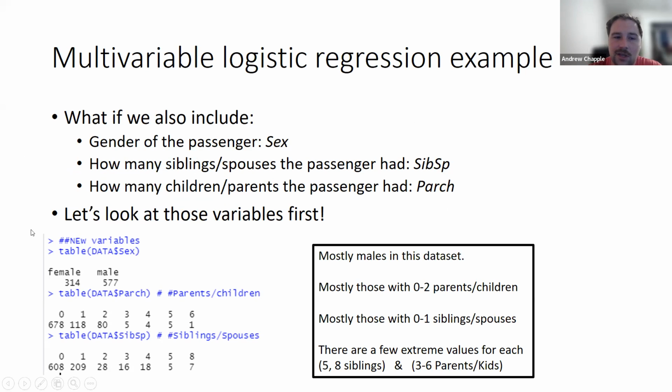Before we do anything, let's look at the variables. If I look at sex, most of the people are male, about 314 females. If I look at Parch, that's looking at parents and children. Most people have 0 parents or kids, or they have 1 or more. And as far as siblings or spouses, I see kind of the same thing. Most people have 0 to 1 siblings or spouses. So probably a bunch of married people or a bunch of single people. Otherwise, they have more than that.